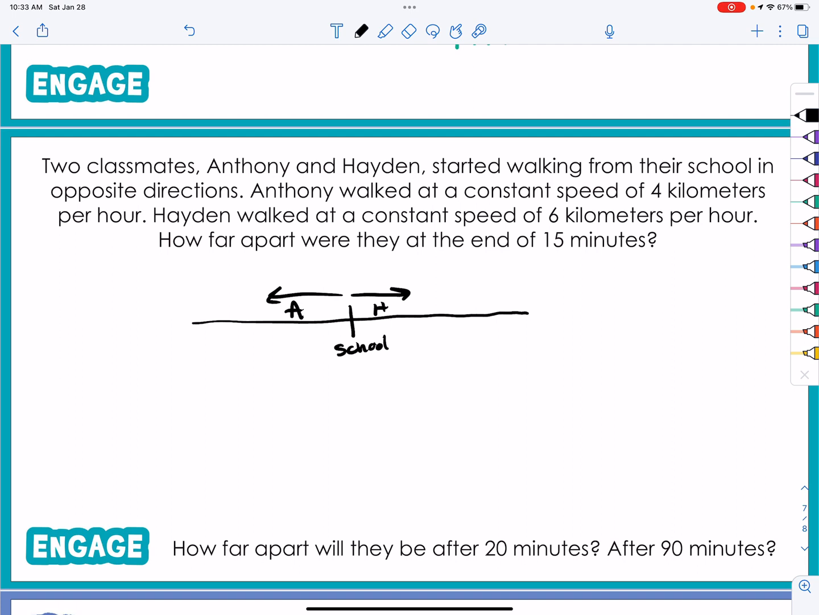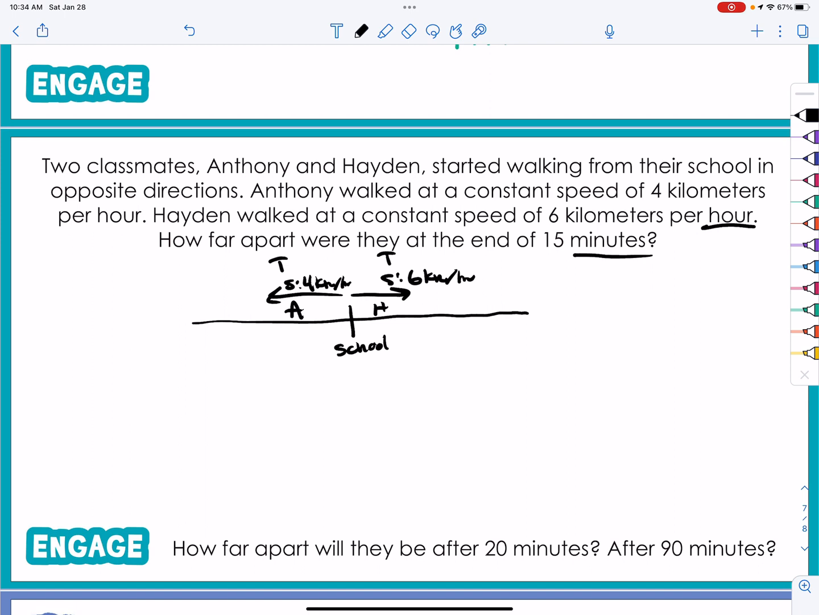Anthony walked at a constant speed of 4 kilometers per hour. Hayden walked at a constant speed of 6 kilometers per hour. How far apart were they at the end of 15 minutes? Okay, so digging into this, we know Anthony's speed was 4 kilometers per hour, and Hayden's speed was 6 kilometers per hour. They're traveling the same time, and I know that Hayden was traveling faster, so he should go farther. But I'm looking at this time, and I notice our units again don't match. These are kilometers per hour, and they tell us the time is 15 minutes. So I need to turn these minutes into hours so I can do my calculations.